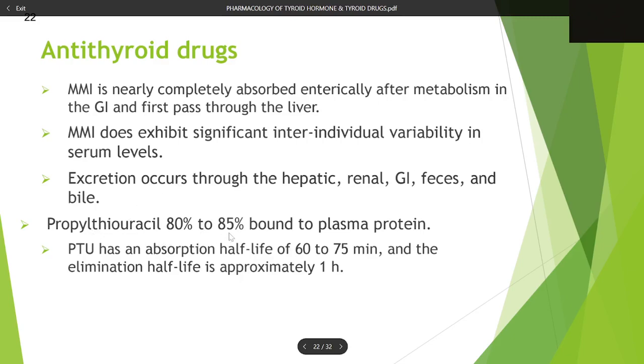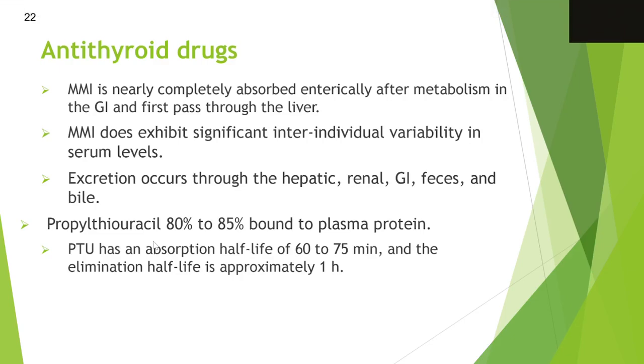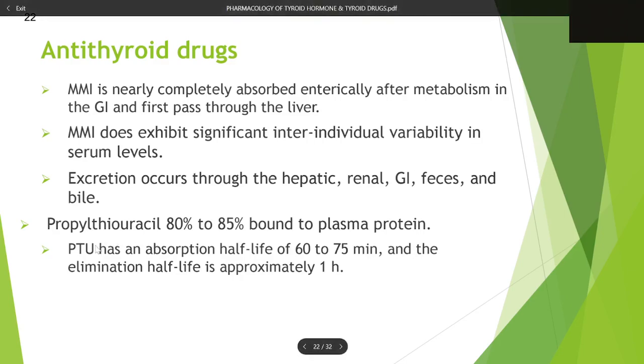Propylthiouracil is 80 to 85% bound to plasma proteins. So roughly you have about 15 to 20% that is in the free form, right? Propylthiouracil has an absorption half-life of 60 to 75 minutes, and the elimination half-life is approximately 1 hour.